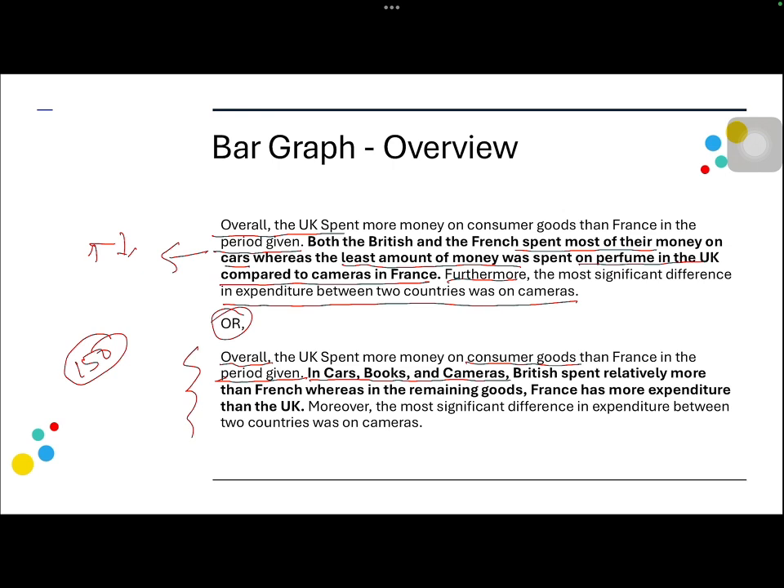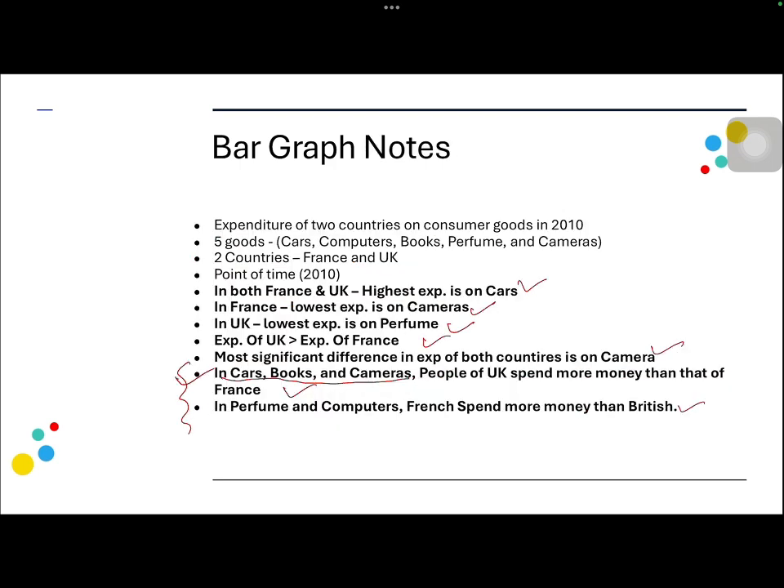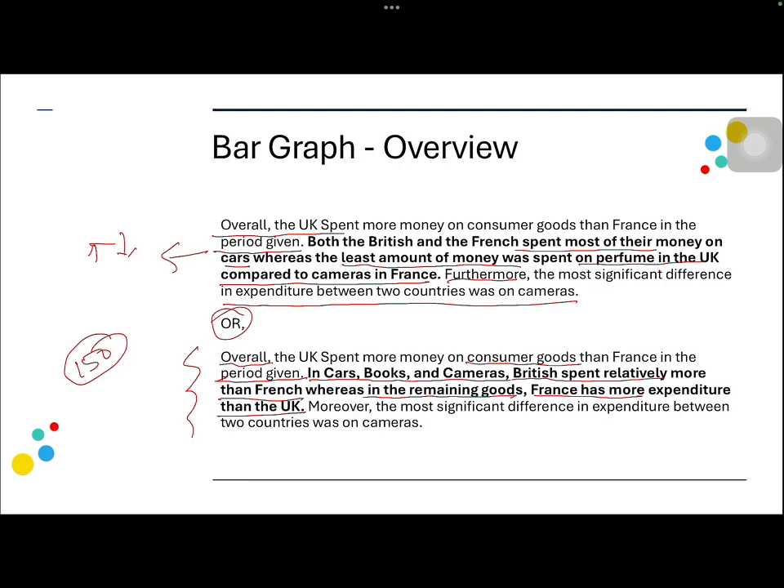Now in this case, in cars, books and cameras, British spent relatively more than French, whereas in the remaining goods, France has more expenditure than the UK. Now this is also something that we had noted earlier in our figure, by grouping on the basis of similar trends, that the key components of the question were following. Moreover, the last line is also similar, so this was a noticeable feature, and hence I have mentioned it in this overview as well. Now these are two ways that you can go about writing the overview for this question.